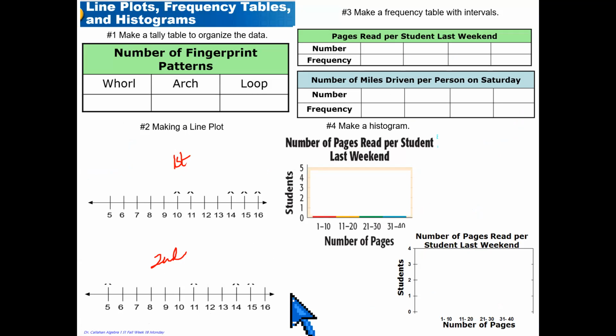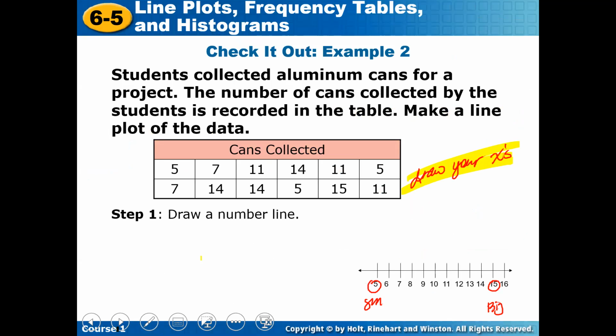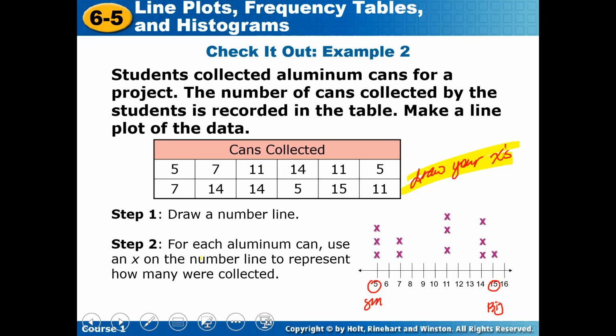Now go ahead and take a look at the second example here. These are the number of cans collected. So draw your axis on this new line. And you should have the tally that looks like this.